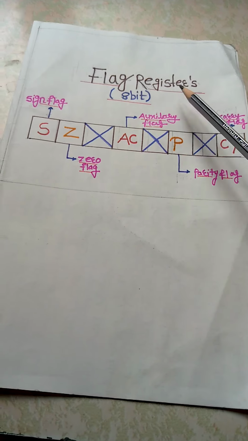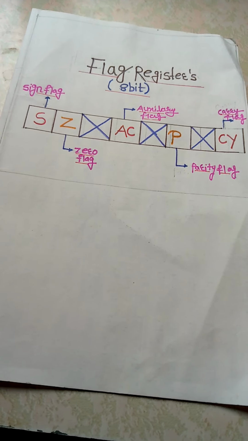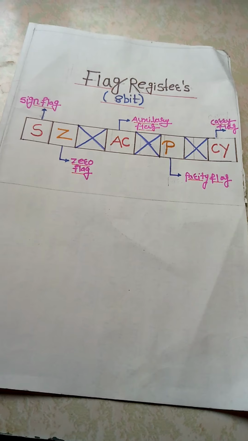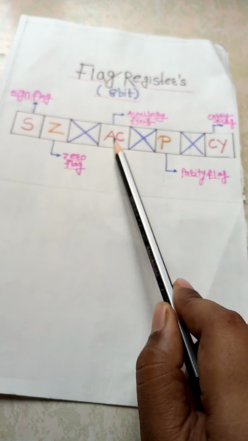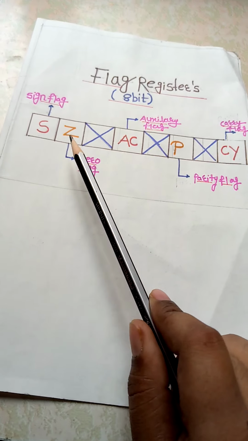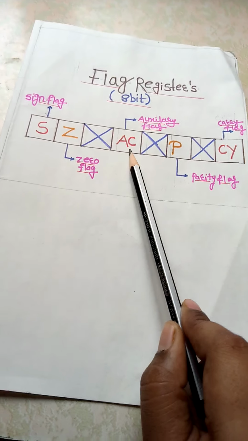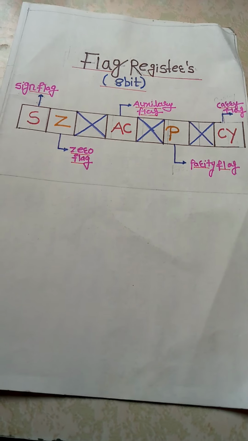Now this flag register is further divided into 5 types of flags, and every flag consumes one bit. So 5 bits are consumed by these 5 flags. The 5 flags are: sign flag, zero flag, auxiliary flag, parity flag, and carry flag. S for sign flag, Z for zero flag, AC for auxiliary flag, P for parity flag, and CY for the carry flag.